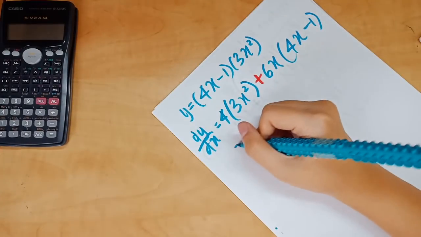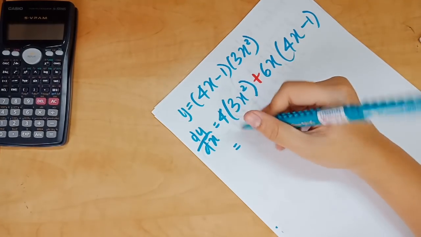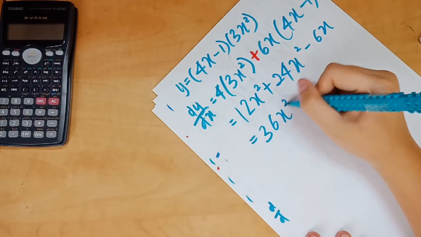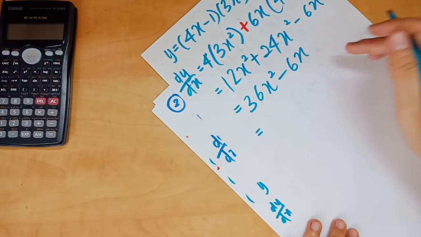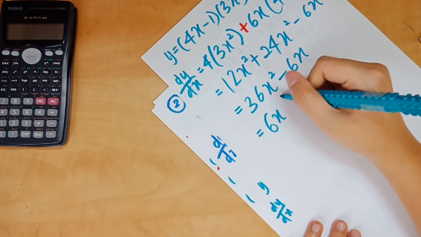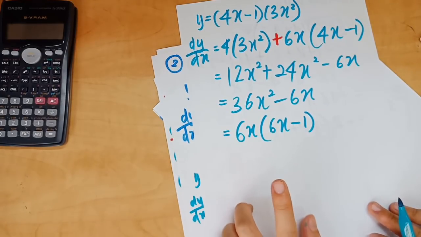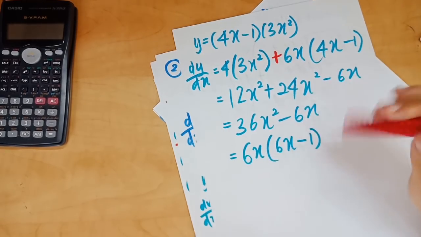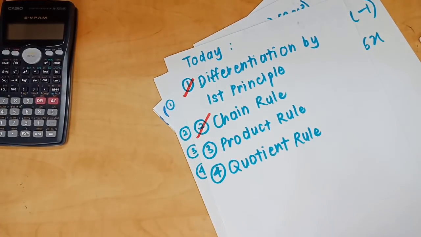so you get this. Now what you do is you have to expand the entire equation again before you factorize again. So bring out the common factor. So as you can see here, the common factor is 6x. So you can bring out 6x and this is your final answer. Now we're done with the product rule, and I can take that off.